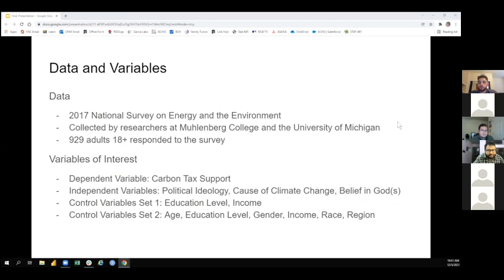Our main independent variables include political ideology, cause of climate change, and the belief in God or gods. Our control variables include education level and income. Our second set of control variables is additive, so it includes education level and income, as well as age, gender, race, and region.